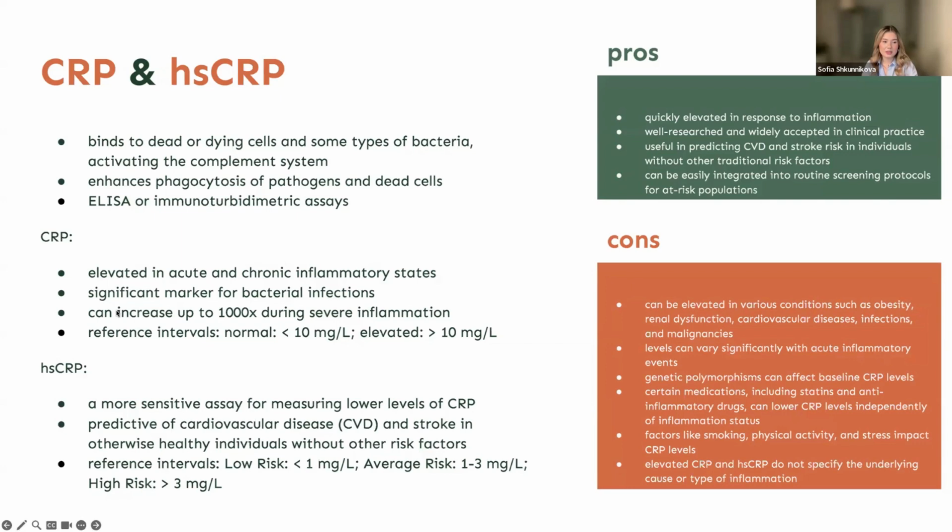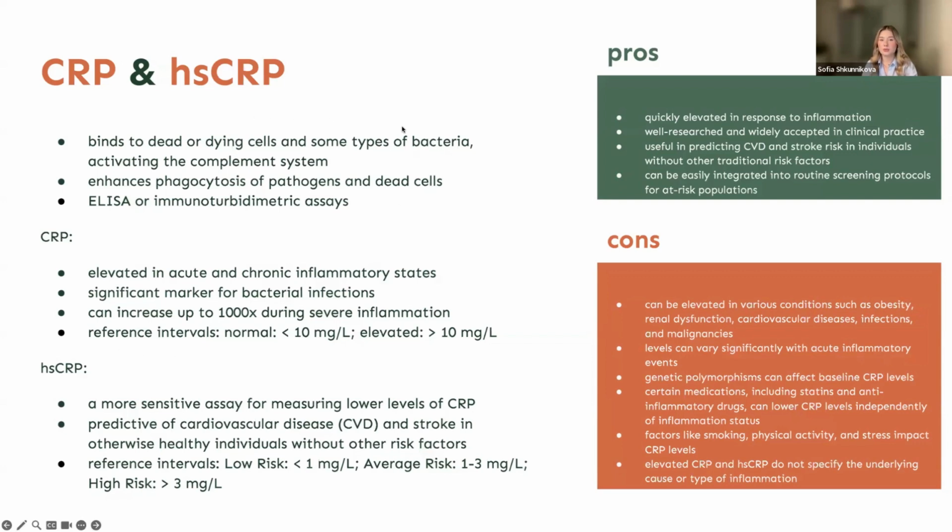When it comes to high sensitivity CRP, it is a more sensitive assay to measure lower levels of CRP, and it is also predictive of cardiovascular disease and stroke in otherwise healthy patients without other risk factors. The reference intervals will vary depending on the country and so on, but usually low risk will be considered for a measurement of below 1 milligram per liter. Average risk is between 1 and 3 milligrams per liter, and high risk above 3 milligrams per liter.